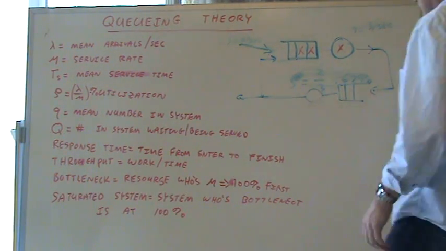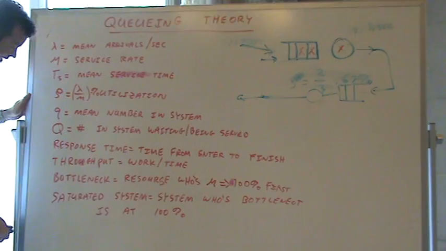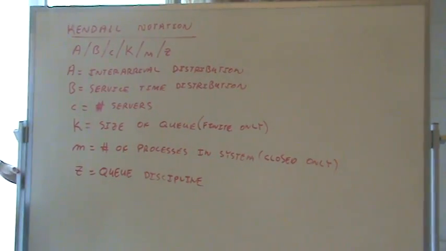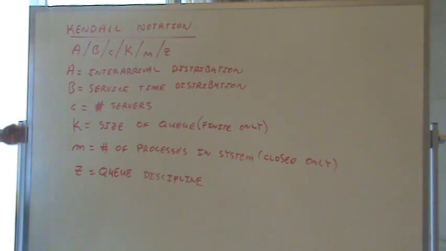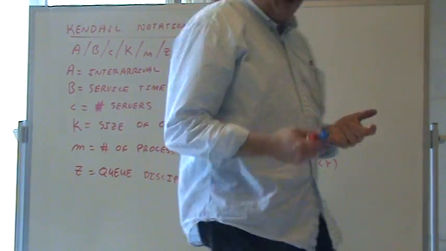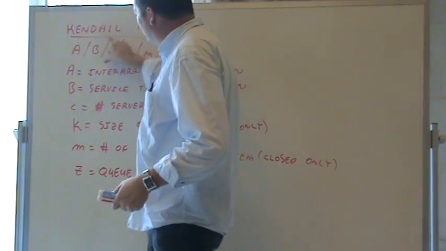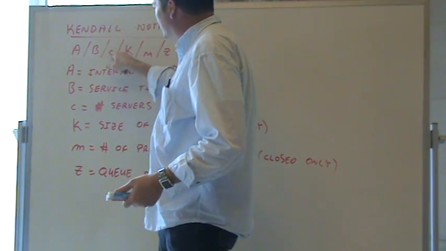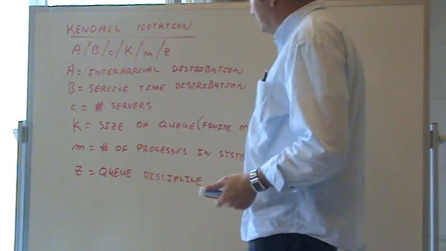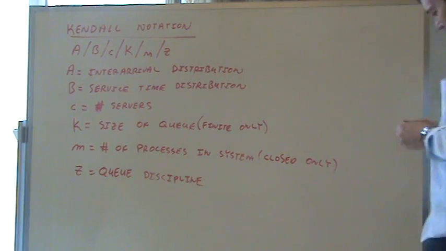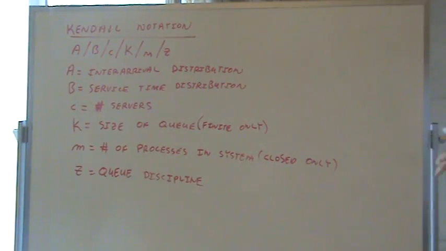Okay, so now another notation we want to get used to is sometimes referred to as Kendall notation. This is when we want to describe, like the picture that I just drew, what's going on in the picture. We could describe it with a string that looks like this: A slash B slash C slash K slash Z. Okay, so before I go into this, let me go over a queuing example.